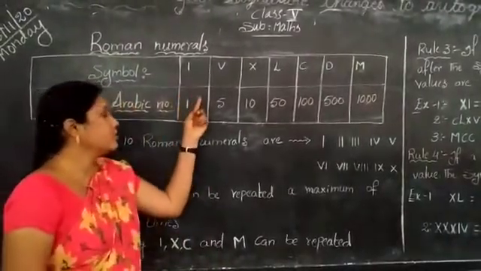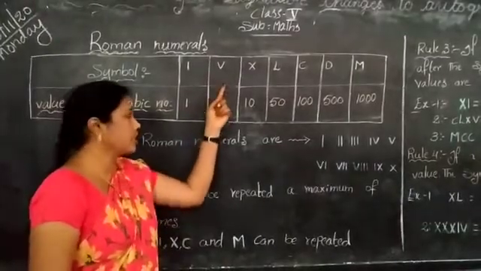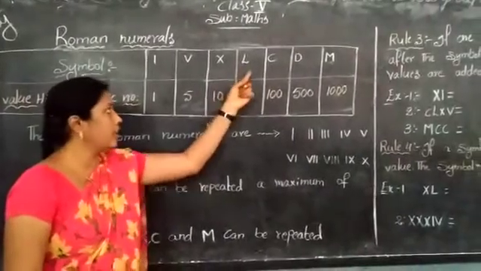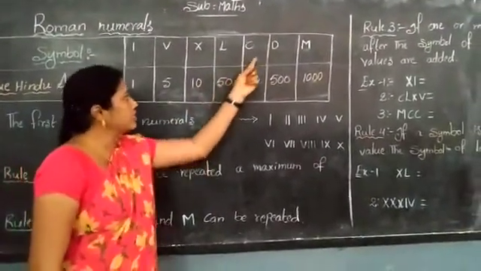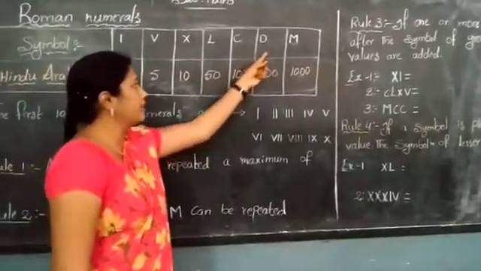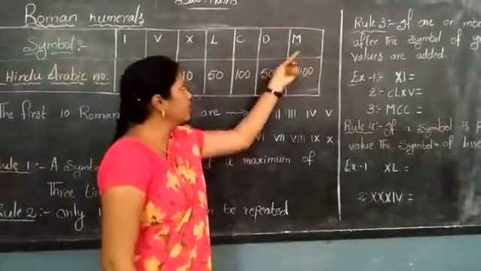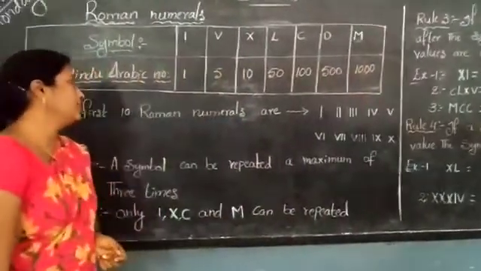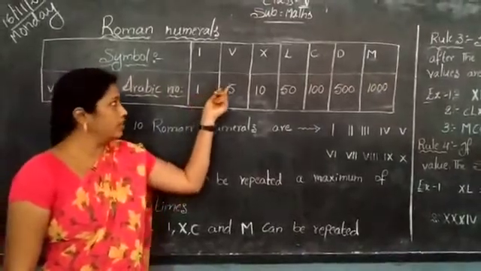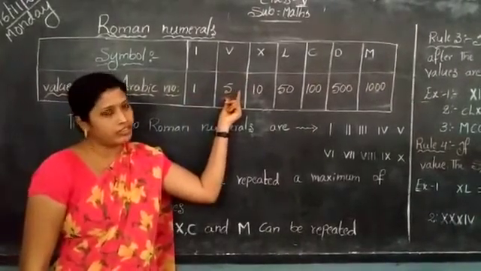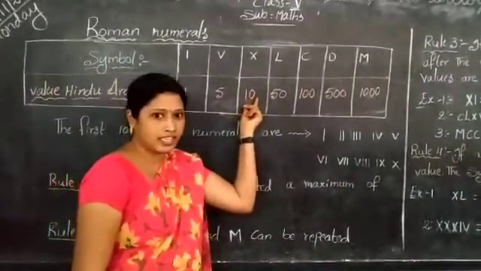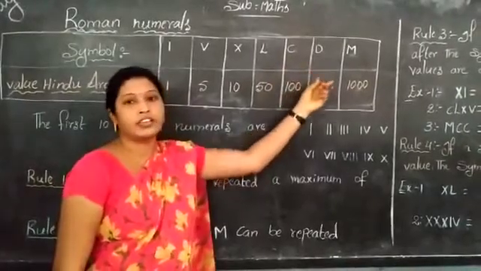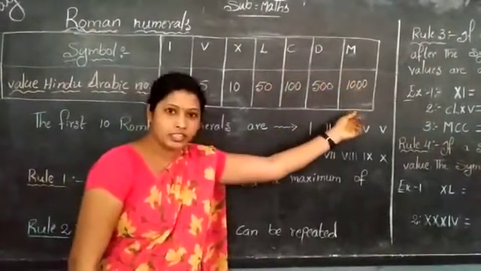So, I stands for the value 1, V stands for the value 5, X stands for the value 10, L stands for the value 50, C stands for the value 100, D stands for the value 500, M stands for the value 1000. So, once again I repeat: I value is 1, V value is 5, X value is 10, L value is 50, C value is 100, D value is 500, M value is 1000.